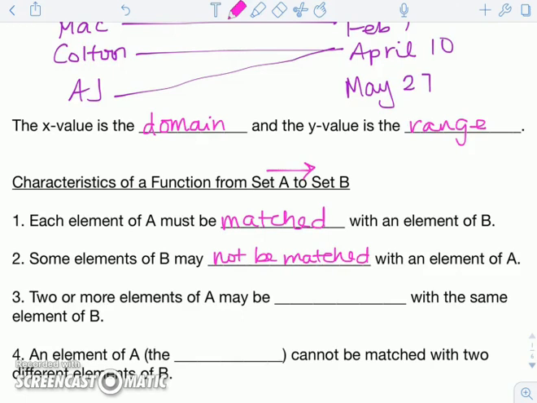Two or more elements of A may be matched with the same element. That's saying that people can share a birthday. However, an element of A, which is our domain, cannot be matched with two different elements of B. One person cannot have two birthdays. So keep in mind, A is our people, B are the dates, and our function here is the function of a birthday. That's the example that I'm using. If it doesn't make sense, we can talk about other examples, but I think that seems to be a pretty clear example for people.